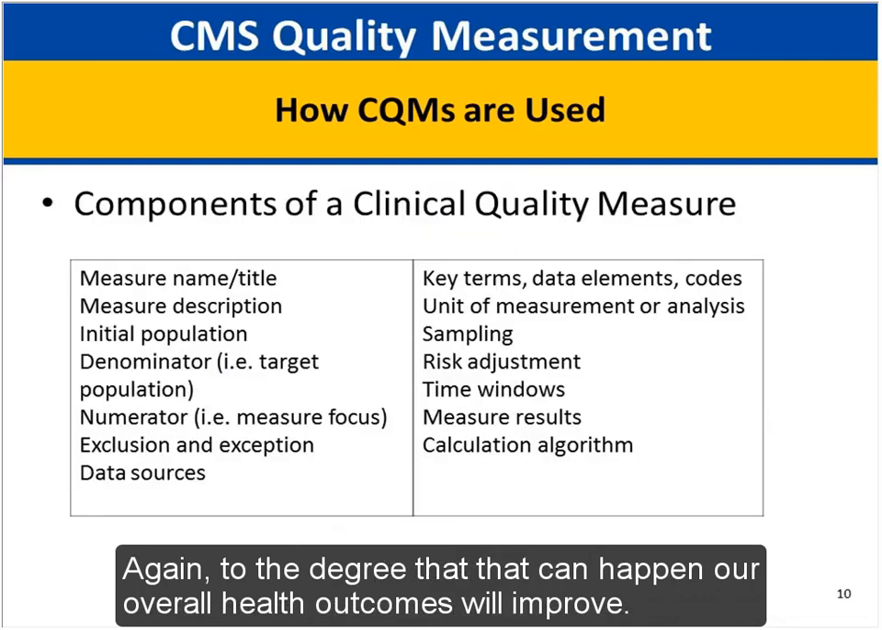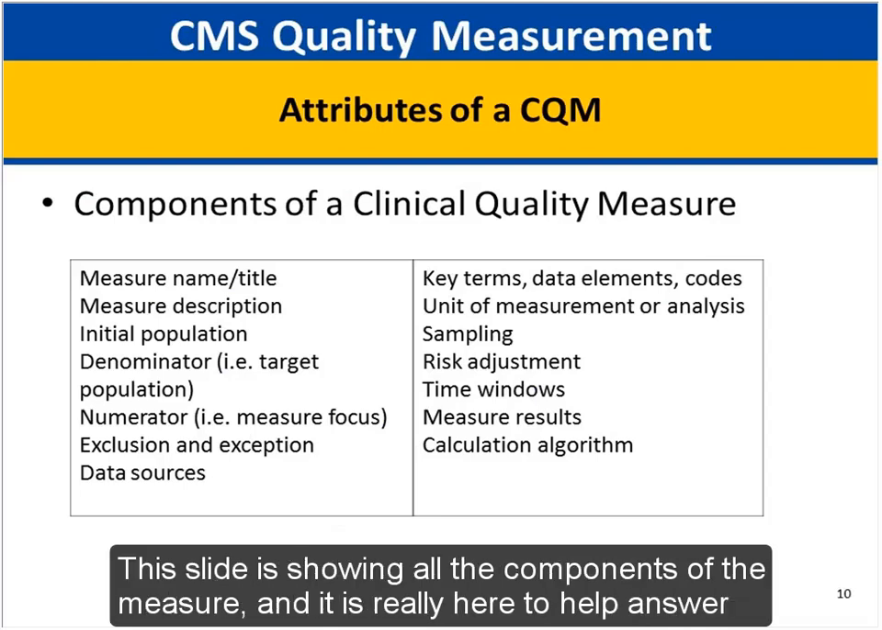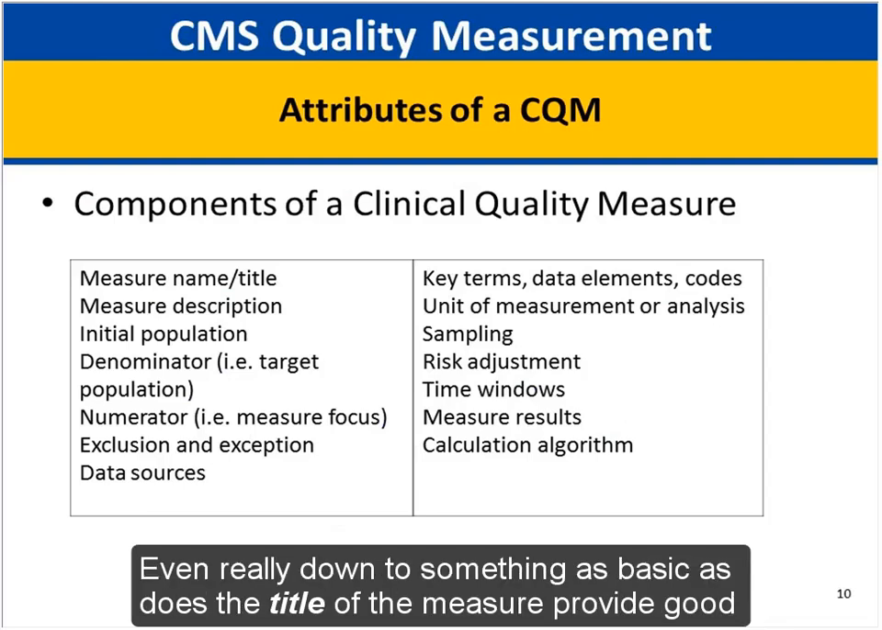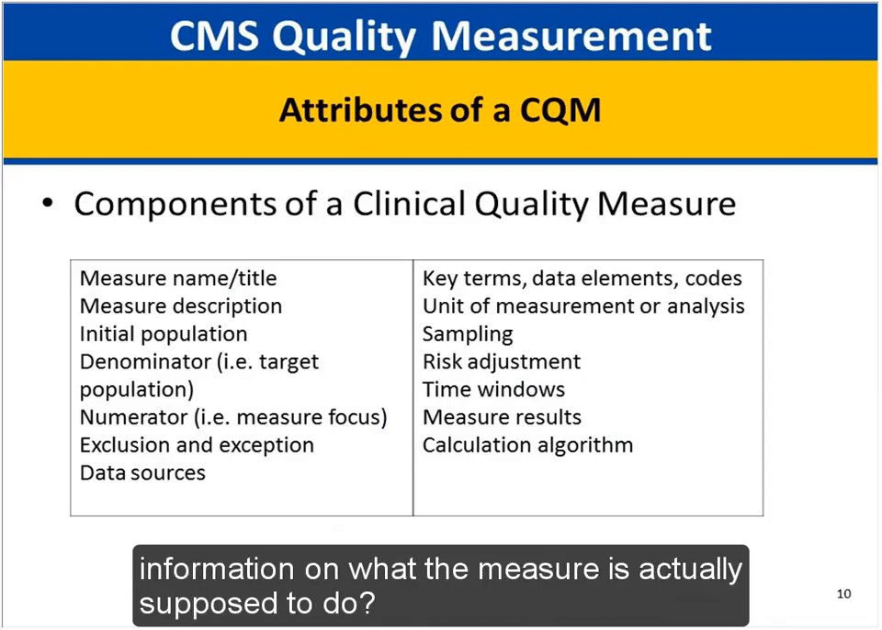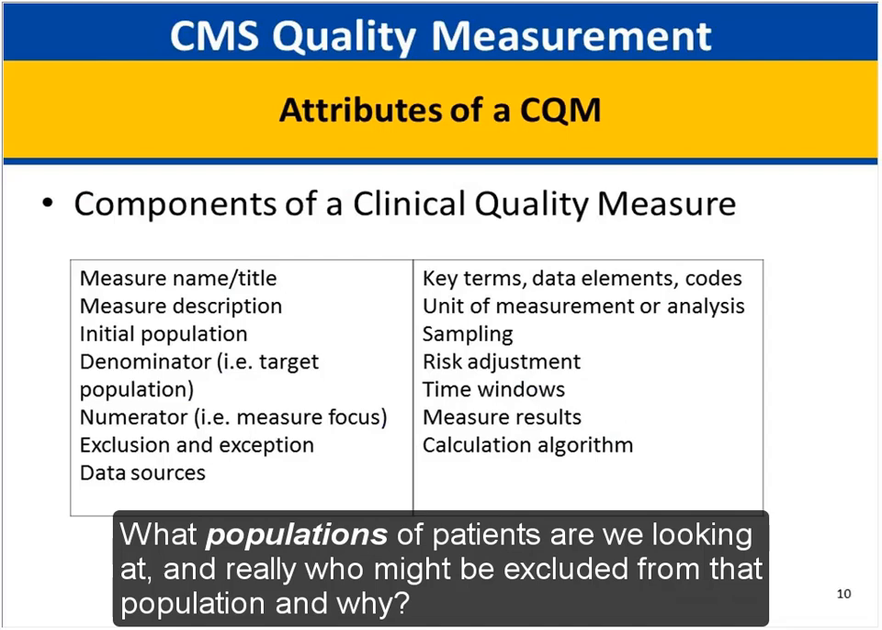So let's dig in just a little bit more into what is involved in a clinical quality measure. This slide is showing all the components of the measure, and that is really here to help answer questions like what is the decision we're trying to make, even really down to something as basic as does the title of the measure provide good information on what the measure is actually supposed to do. And here we would start developing our numerator and our denominator. What populations of patients are we looking at, and really who might be excluded from that population and why?